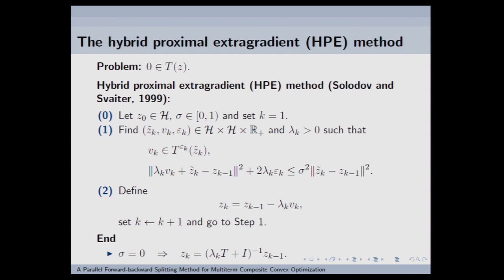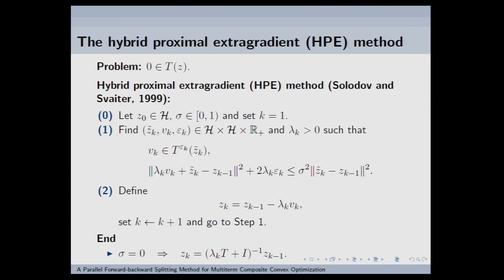So the problem is to find a zero of this maximal monotone operator, and we have this sigma between zero and one. This will give the relative error. And step one is the important one. This is actually more a framework than a method. But we know that we can put a lot of specific methods within this framework. It helps a lot.